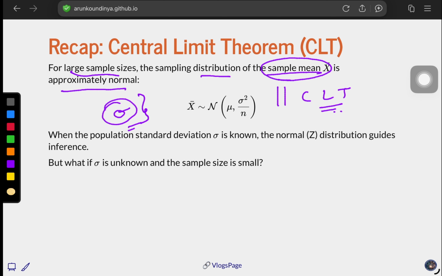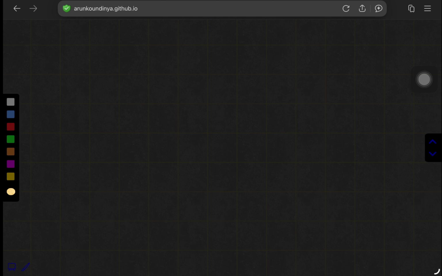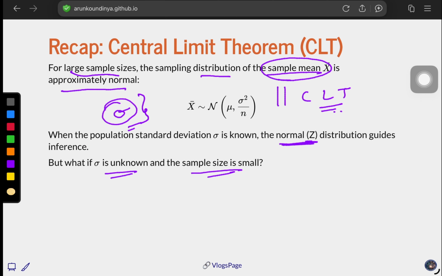Now assume that sigma is of course unknown, but the sample size is very small, so our confidence drops. Assume the sample size is even smaller, where we cannot apply the central limit theorem, because the statistic does not tend to be normal. In those cases, luckily, statistics has given us comfort with the T distribution.